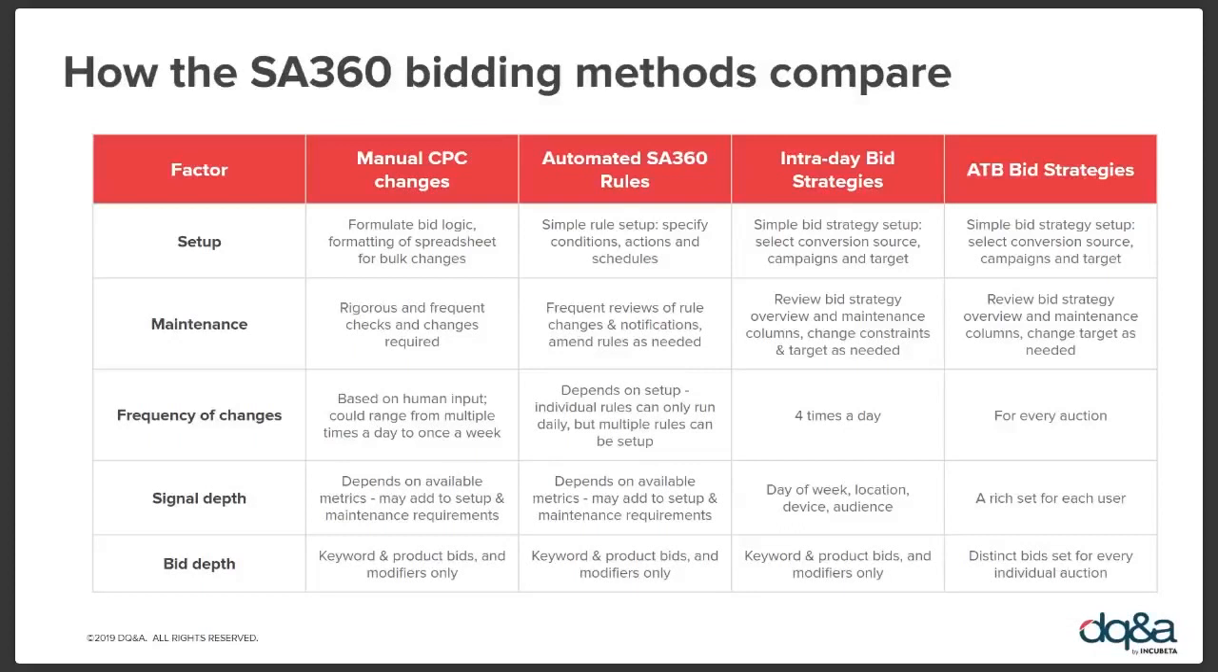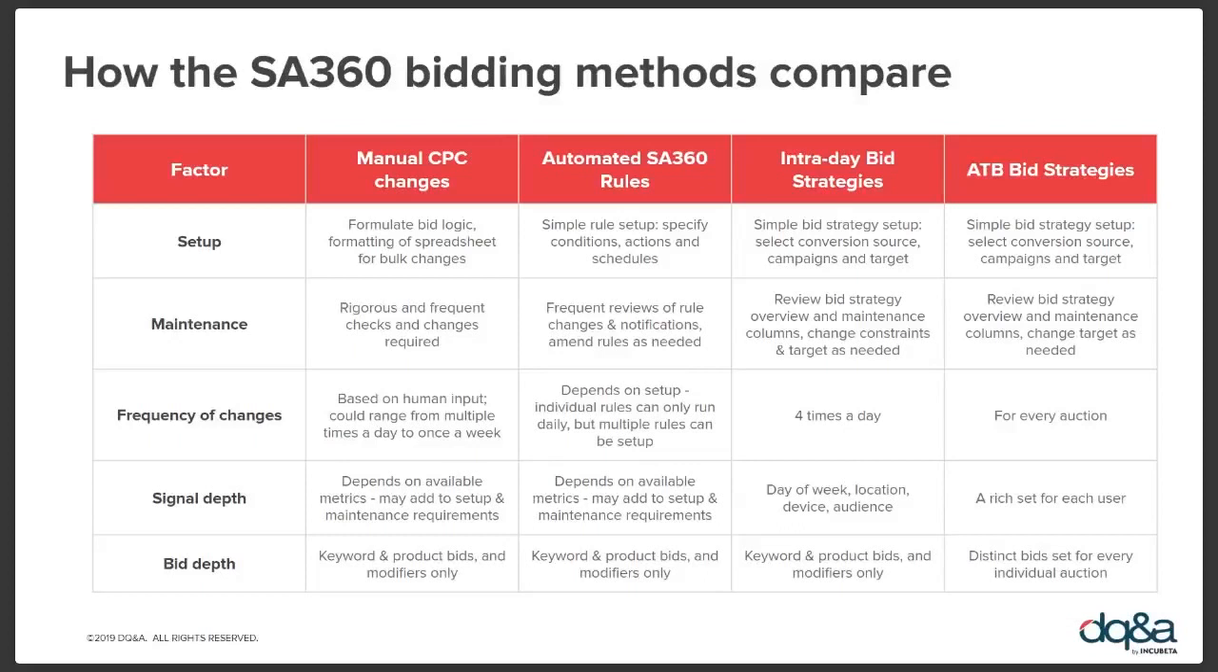Finally, if we move on to the final column, which is auction time bidding bid strategies, you'll see that from a setup, maintenance, depth, and frequency perspective, auction time bidding offers a convenient and powerful solution. They're simple to set up, and Greg will go into more details on the setup shortly. And through the other methods, you will not be able to achieve the same level of signal depth and the same level of bid depth as you would with auction time bidding.